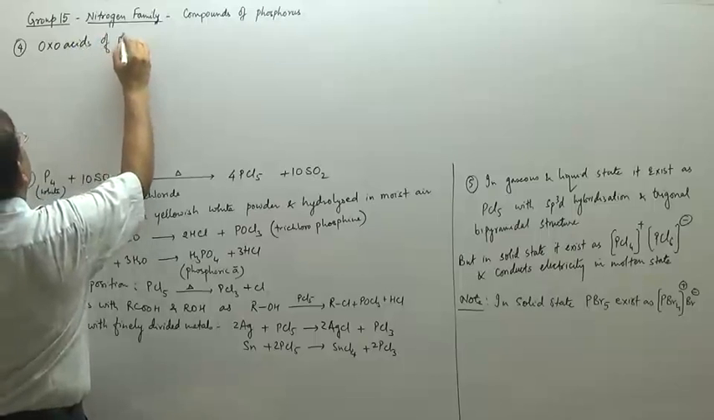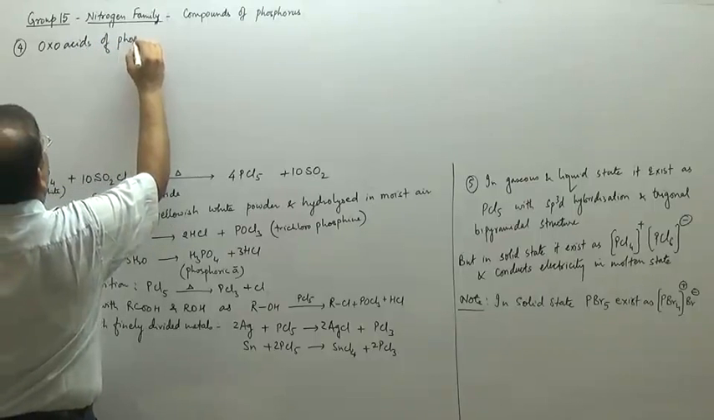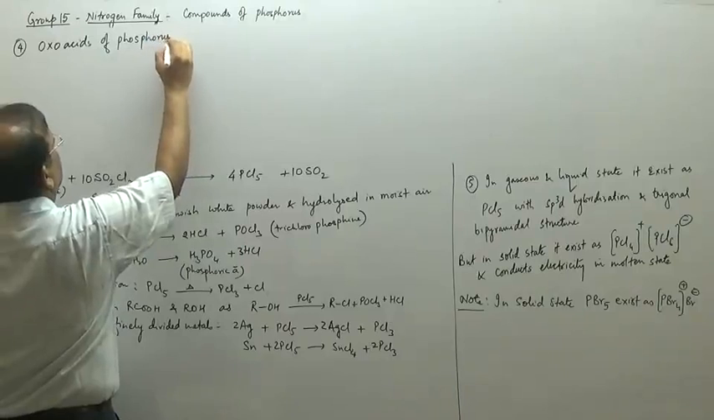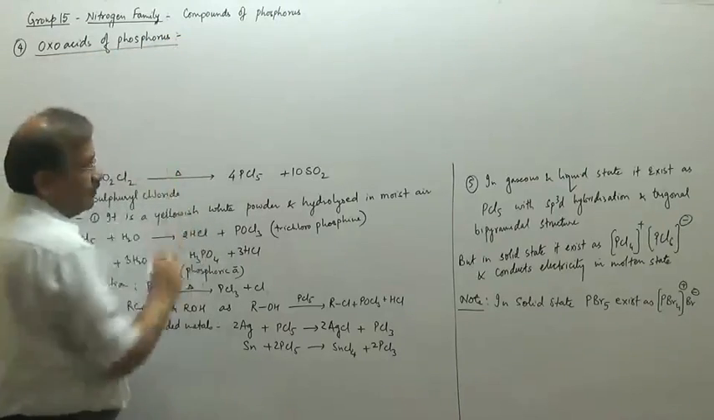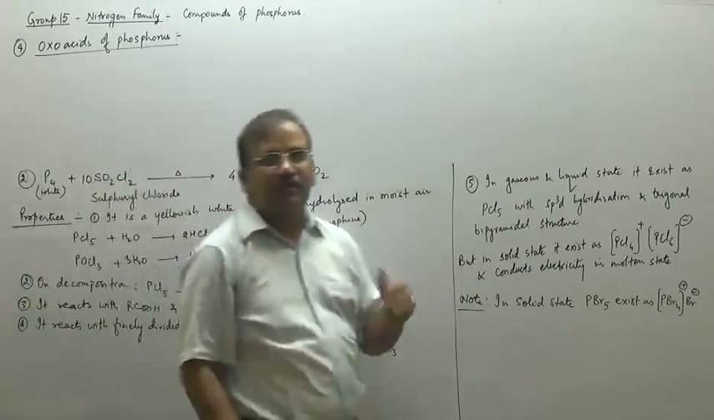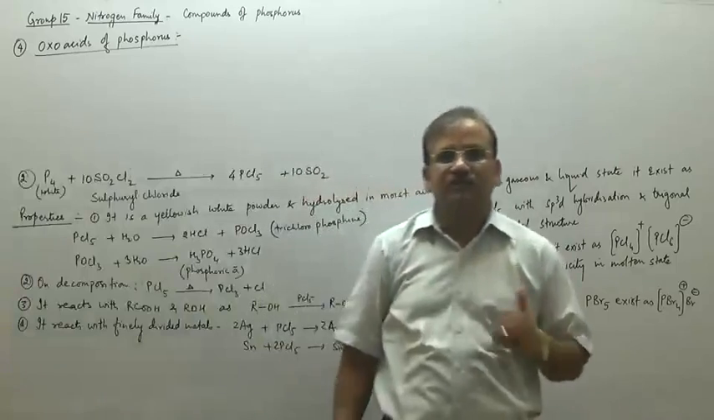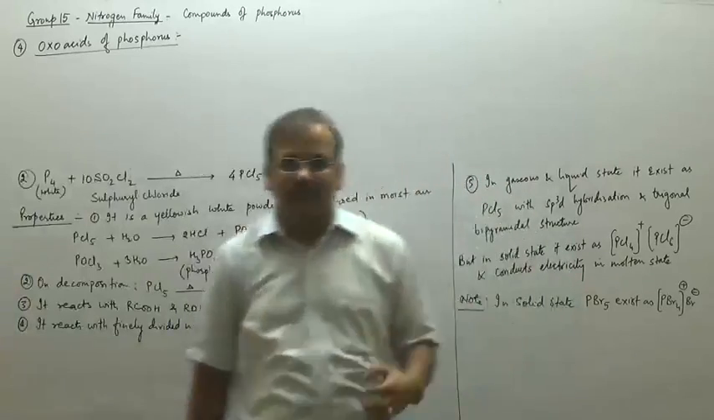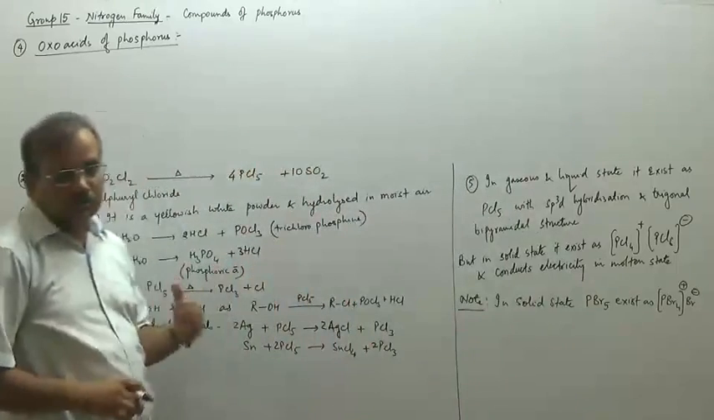Oxo acids of phosphorus. There are many phosphorus acids which exist: phosphoric acid, phosphorous acid and hypophosphorous acid. So let us check what those are.